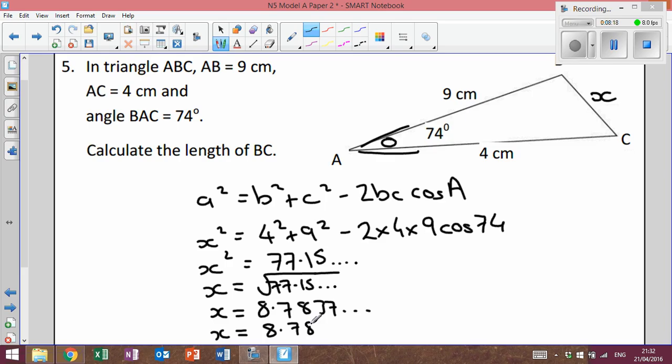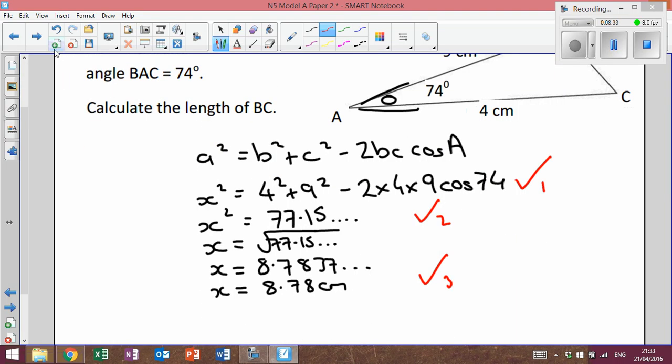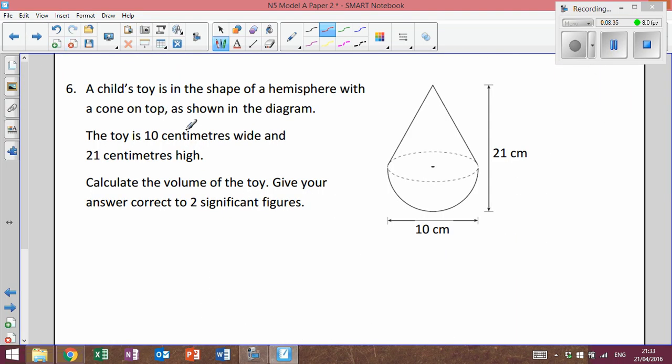So 8.78 centimeters. Depending on the marking scheme here, I'm going to just give a mark for the substitution, a mark for getting x squared, and then a mark for getting your answer. You may get a mark for not using the cosine rule as well, depending on the marking, but it'll be at least that there. So question 6.